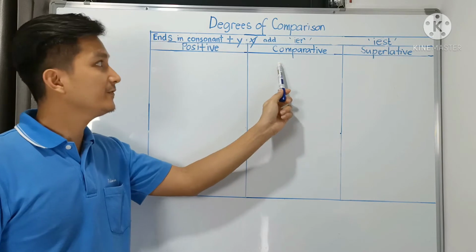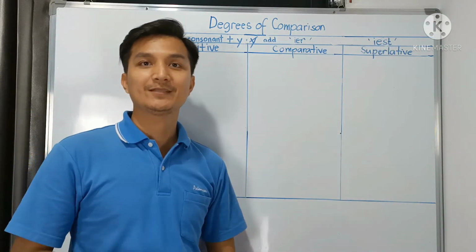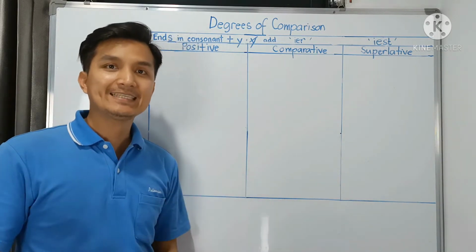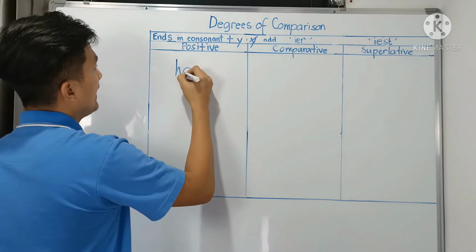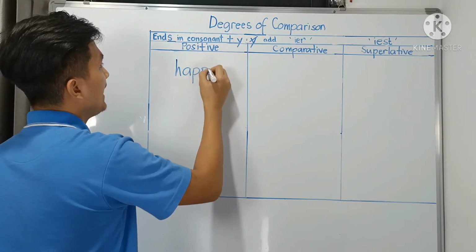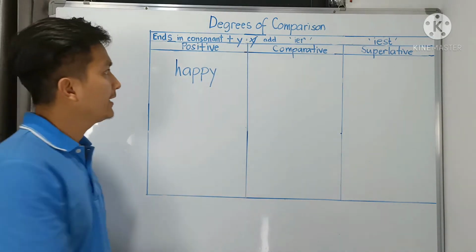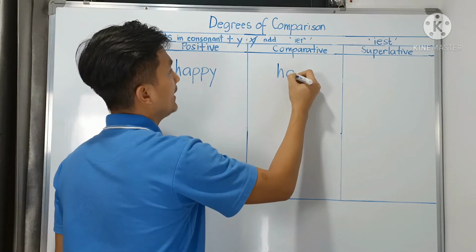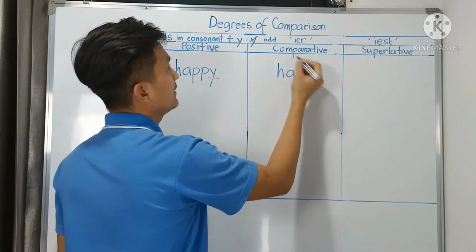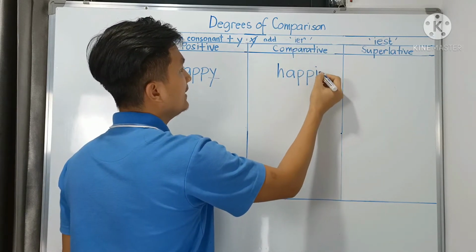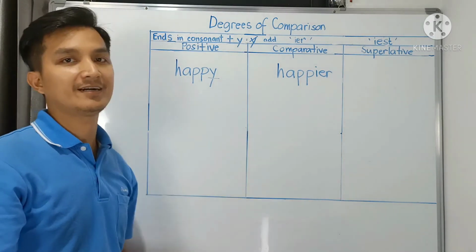Rule number 3. When the positive or the adjective ends in consonant plus Y, drop the Y and add IER for the comparative and IEST for the superlative. So let's think of an adjective that ends in Y. Let's take a look at happy. You know this word, right? Happy. What it says in here is drop the Y and add IER. So the word will be happier.